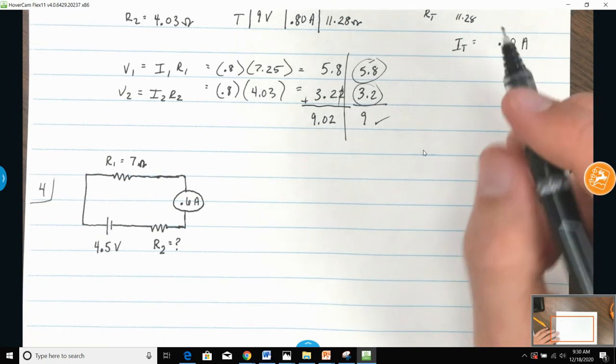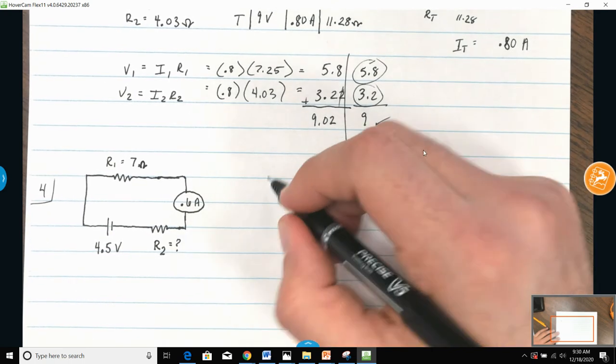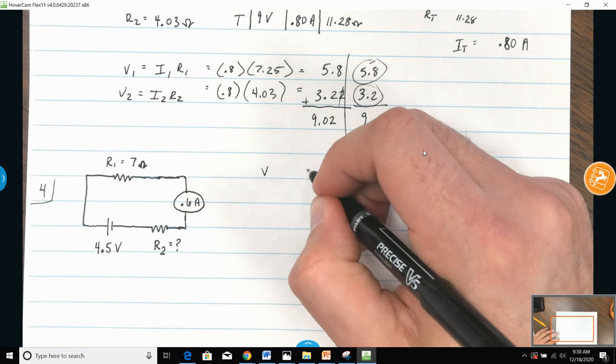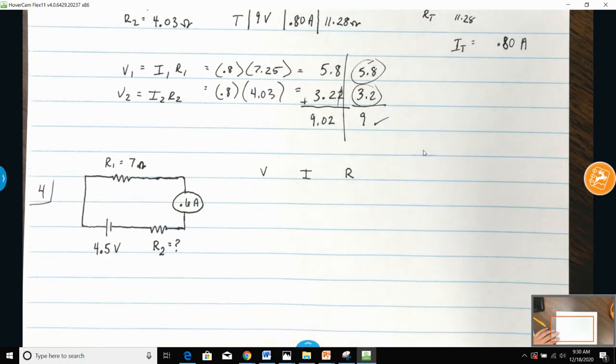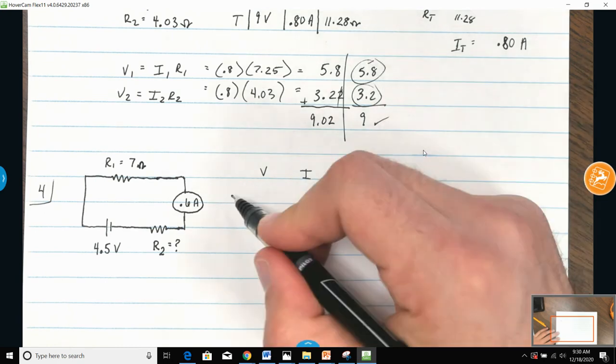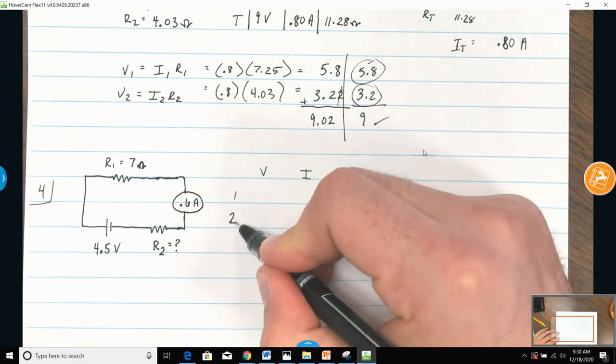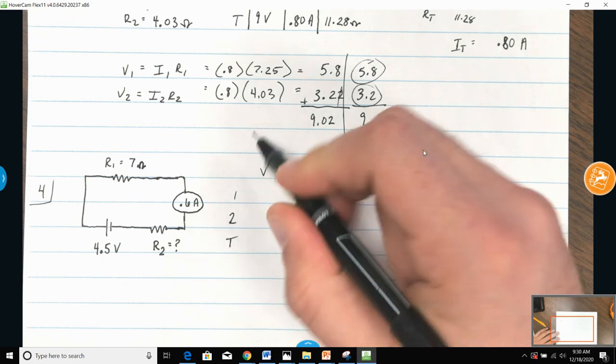So for this problem, same thing we do as always, we're going to have our V, our I, and our R. How many resistors do we have in total? Two. So we're going to have 1, 2, and T.